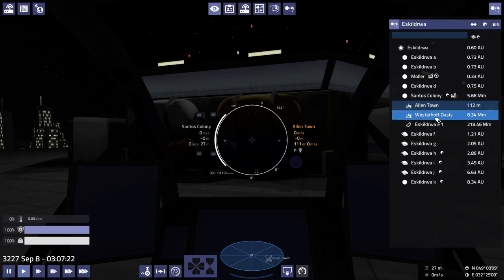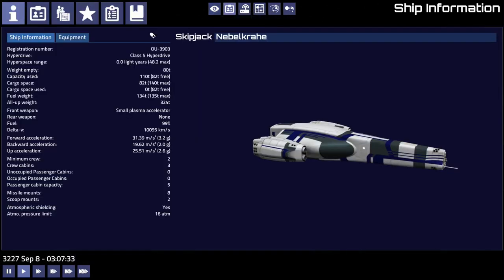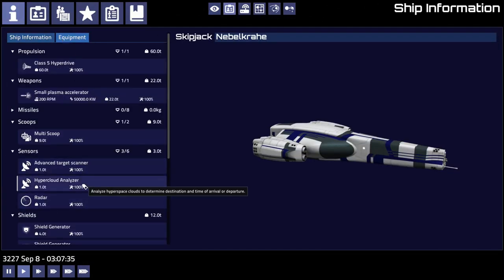Well, we finished off last time at Westerhof Oasis, I think, where we were looking to take an elimination mission. So I have gone ahead and bought the Hypercloud Analyzer. I don't know if we're going to need it, but it's something I figure we could use for these kind of missions. It'll analyze the hyperspace clouds to determine destination and time of arrival or departure.